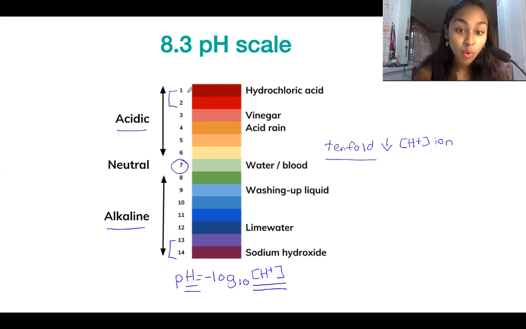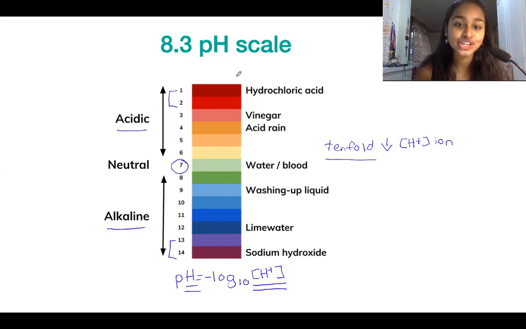Something with a pH of 1 is going to have a lot of hydrogen ions, a really high concentration of hydrogen ions, and something with a pH of 14, on the other hand, is going to have a really low concentration of hydrogen ions. And with each jump, for example pH 5 to 6, we're going to notice a tenfold decrease in hydrogen ion concentration.